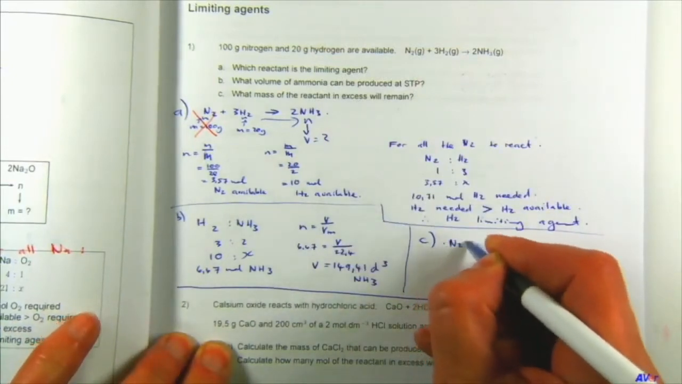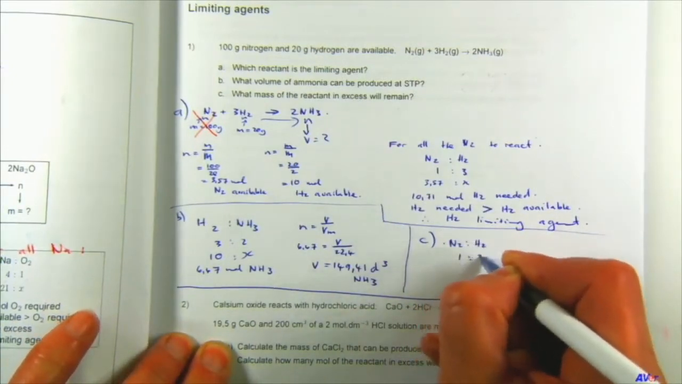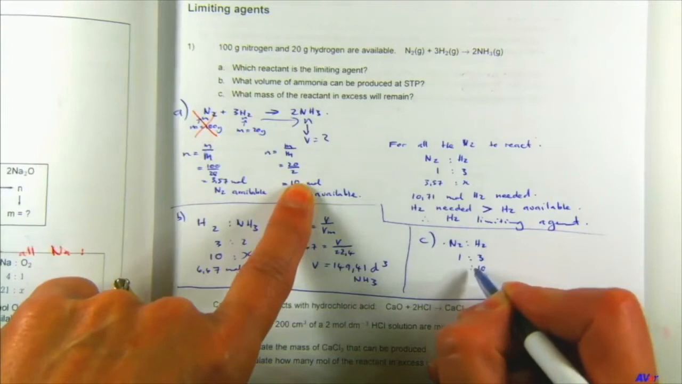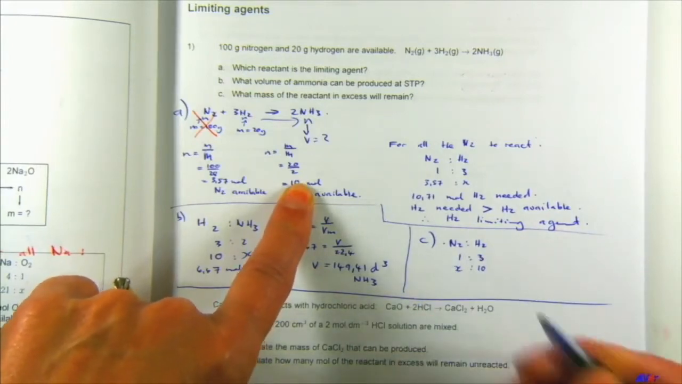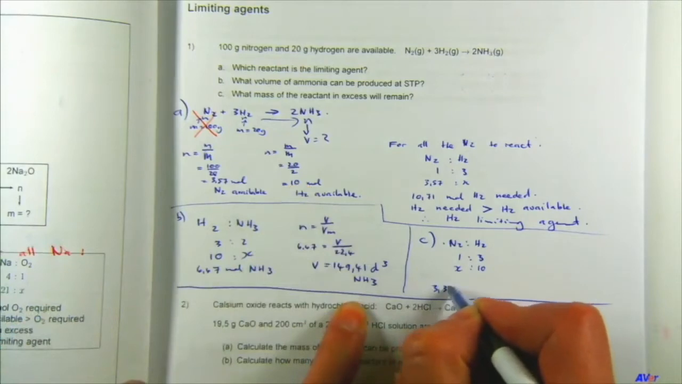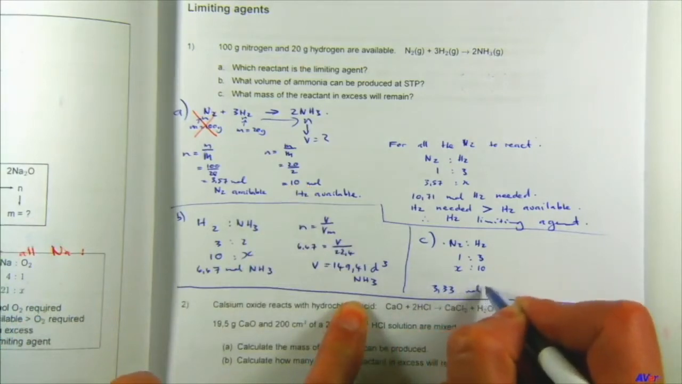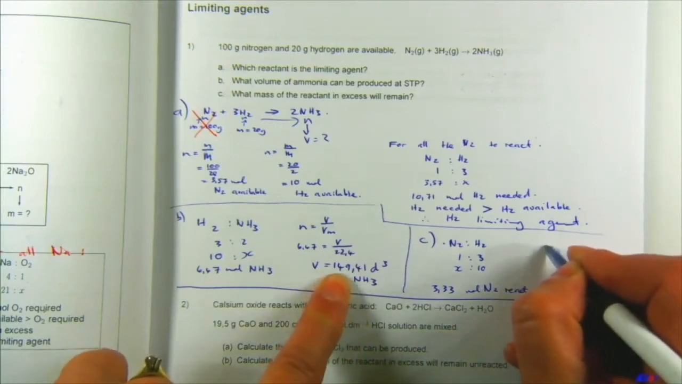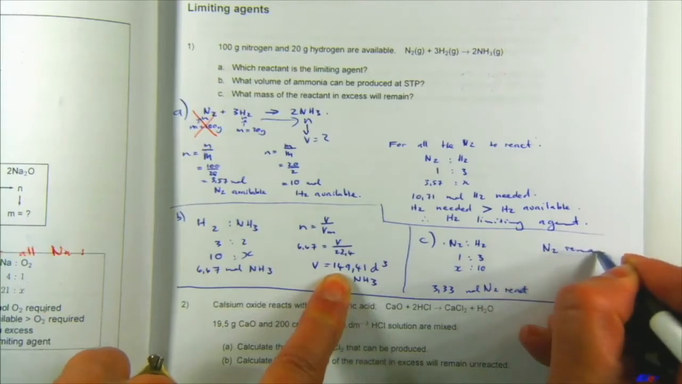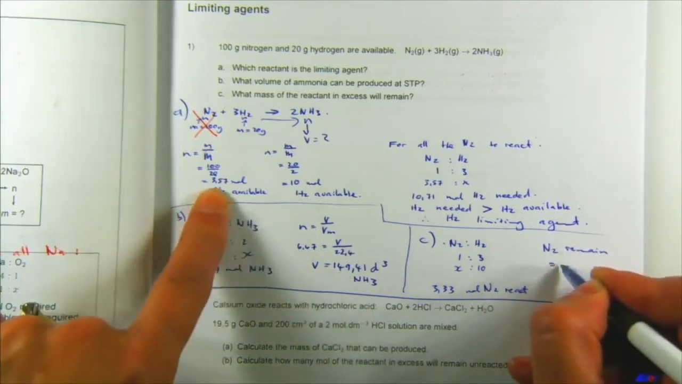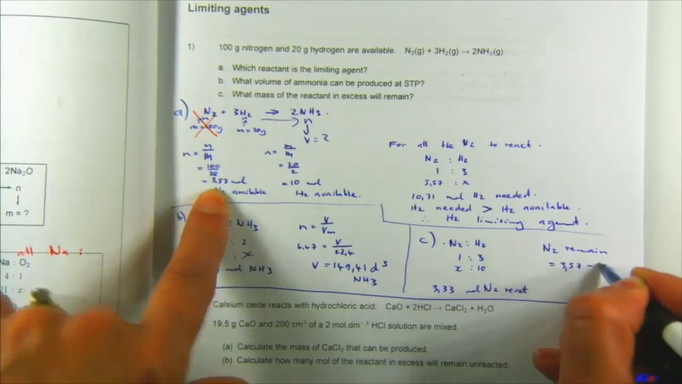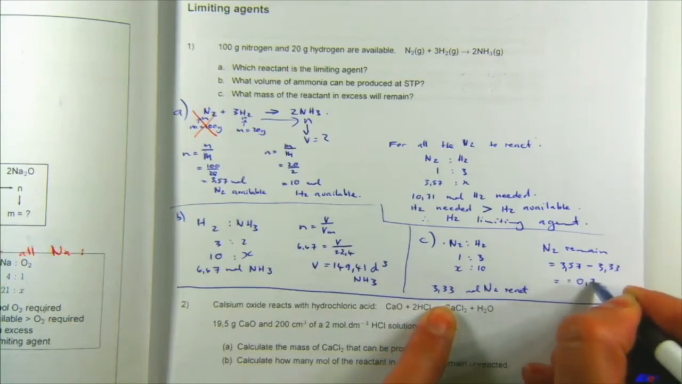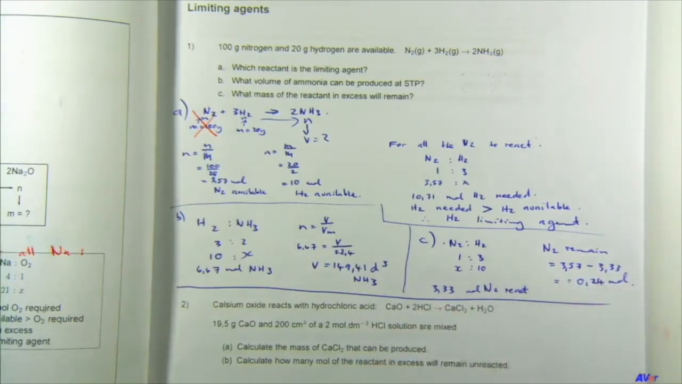I can say N2 to H2 is in the ratio 1 to 3, and I'm now going to say, I know all the hydrogen is going to react. So how much of the nitrogen will react? And that will give you 3,33 moles of N2 will react. And then you can say, okay, so how much of the N2 will remain? And that should be the 3.57 that you started with minus the 3.33 that reacted, and that means you end up with 0,24 moles.